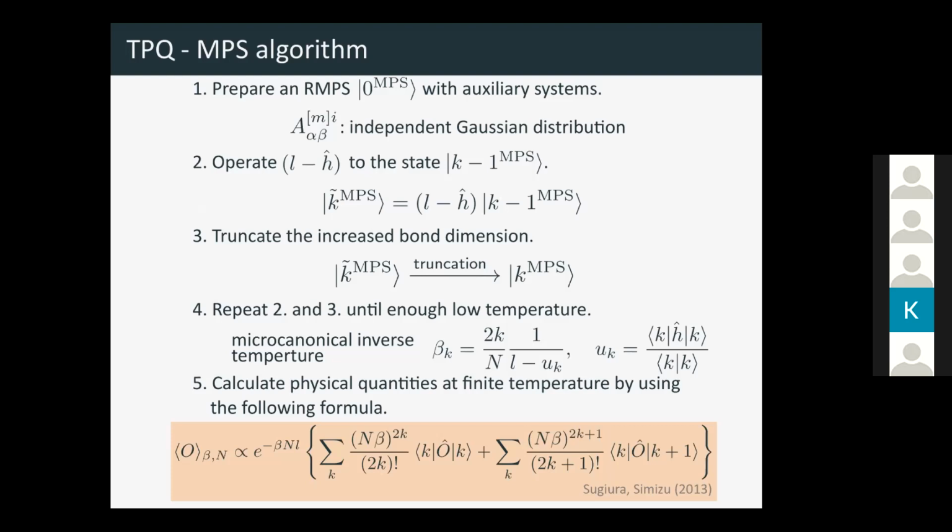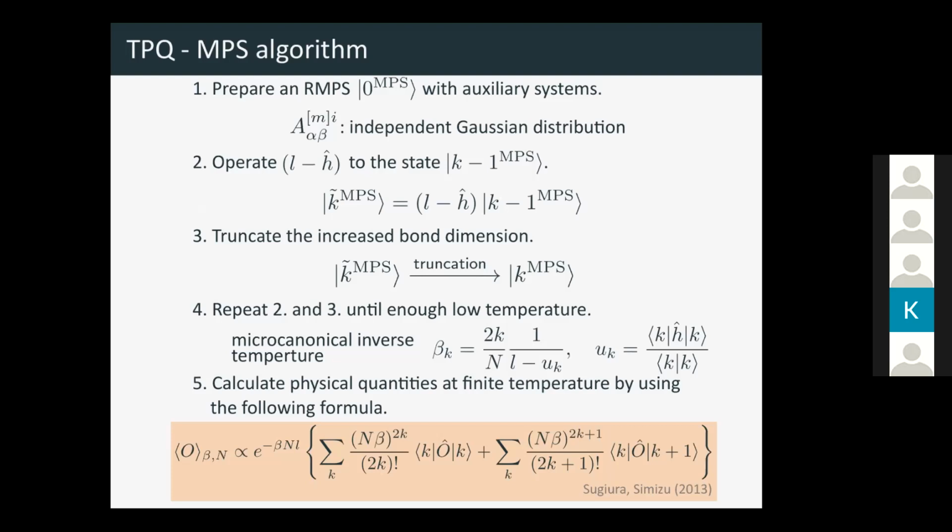Notice that we can evaluate the microcanonical temperature corresponding to this k at each step. So this microcanonical temperature decreases as we repeat step two and step three. And we do this repetition until the microcanonical temperature becomes sufficiently low. Typically, the maximal k is up to a few thousand, which will give a temperature of 0.01 times the typical energy scale of the system.